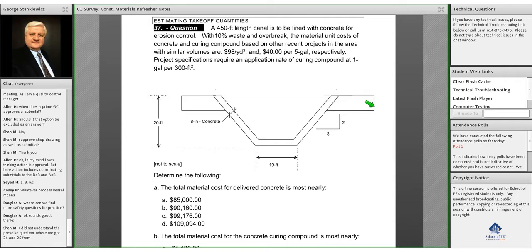So your project specifications require an application rate of curing compound of 1 gallon per 300 square feet. So let's analyze first the figure and let's see what we're actually doing here. So we have the concrete. I'm going to enhance the concrete with my yellow pencil right here, and the yellow pencil indicates that that is 8 inches thick of concrete. Okay, so that's basically what we're putting down, 8 inches thick of concrete.